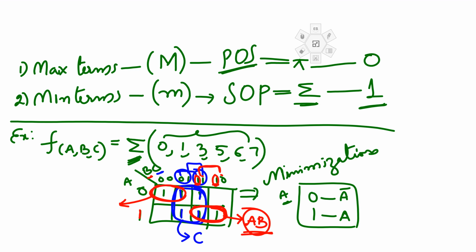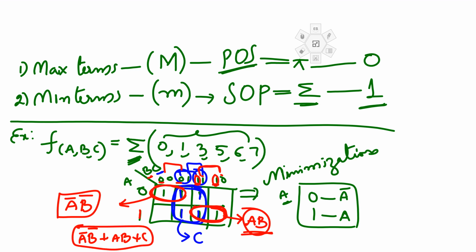So this is 0th row. 0 means A bar. Then in these two columns, this 0 position is constant. That is B, so 0 means B bar. The final expression will be: A bar B bar, then place AB, then place C. So this is the answer. Okay, in this way we have to write the expression.